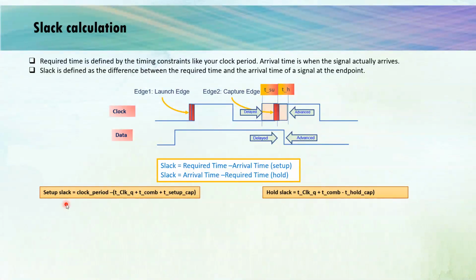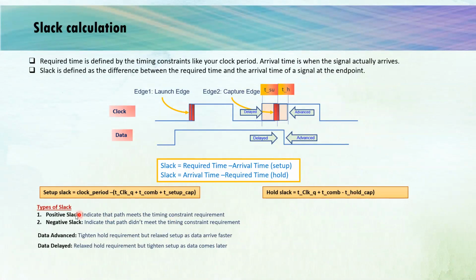This setup slack calculation and hold slack calculation we have already seen in the past slides. This clock period is the required time and this is the arrival time. And here this is the arrival time, clock to Q plus combination, and this is the hold time. So this setup or hold slack can both be positive or negative. Positive indicates that the path meets the timing constraint requirement, and negative indicates that the path didn't meet the timing constraint requirement. Fair enough, right?